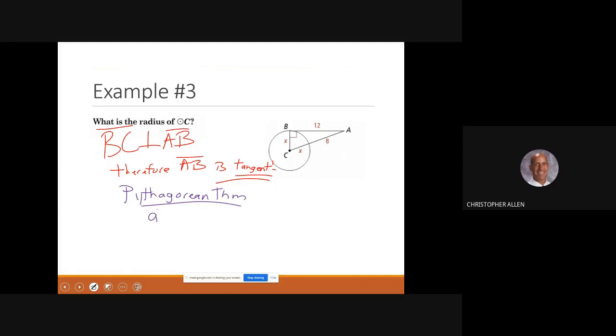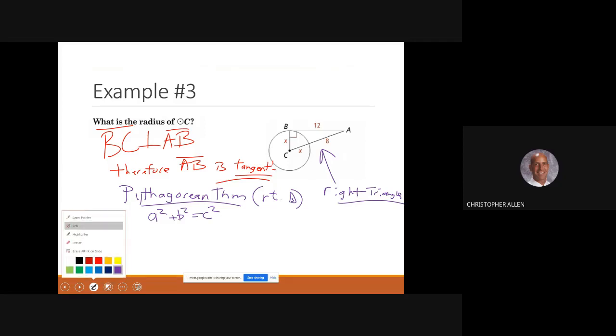By the way, Pythagorean theorem says a squared plus b squared equals c squared. And by the way, it only applies to right triangles. And that's what we have here. That's a right triangle. In other words, let's go ahead and call this side here A. This leg here is going to be B. And then this here is going to be C.